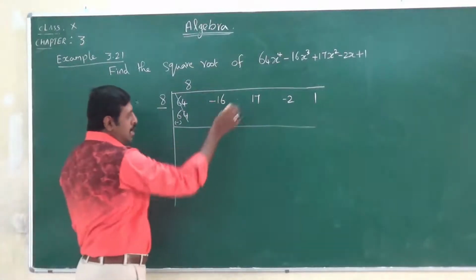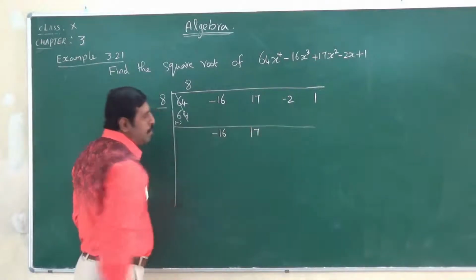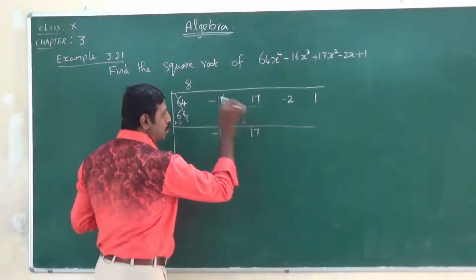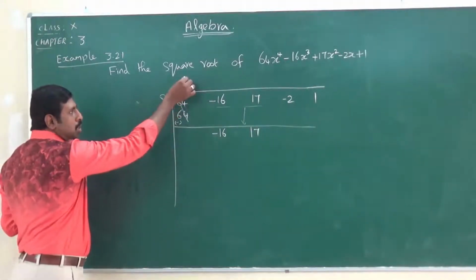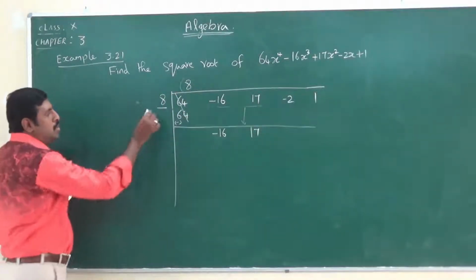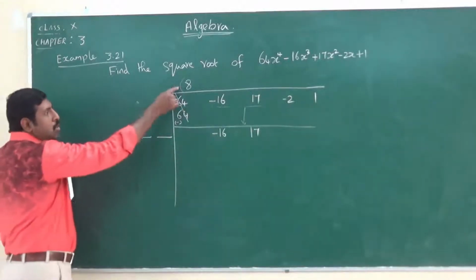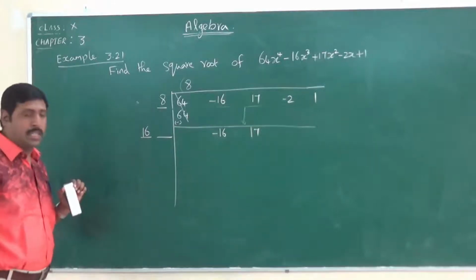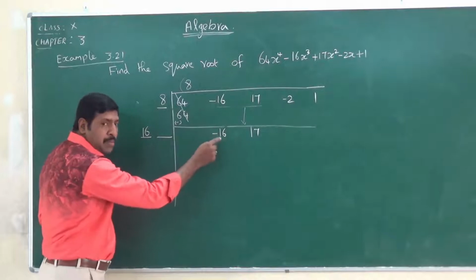And then take down the next two numbers, minus 16 and 17. Take down the two numbers here. Now we have to double this number, and whatever number appears here, we have to multiply by it. Here we are going to do 2 eights, which are 16. And here also we have the same concept.